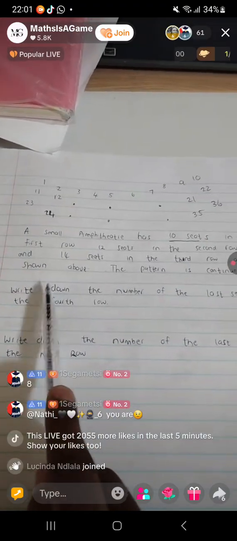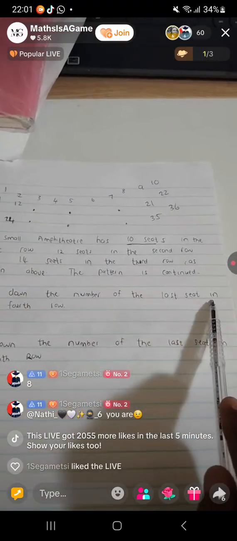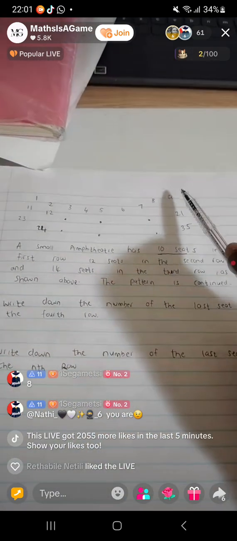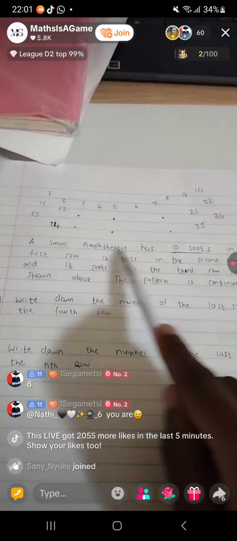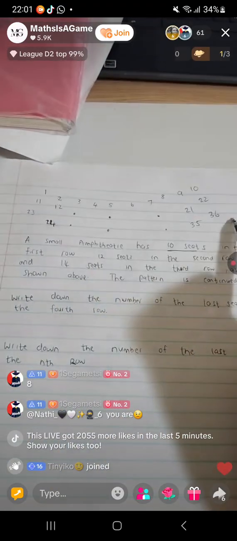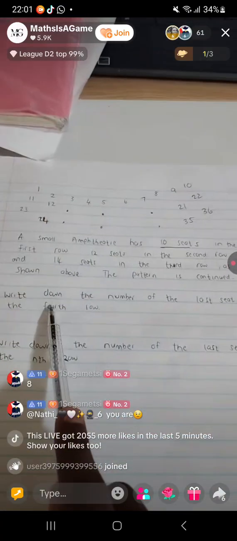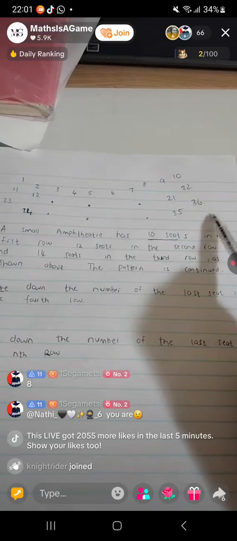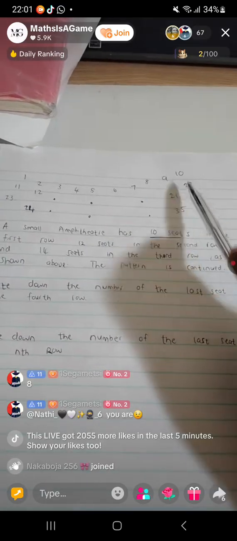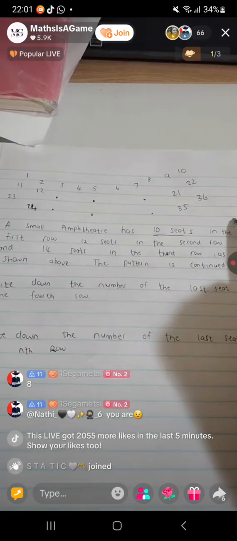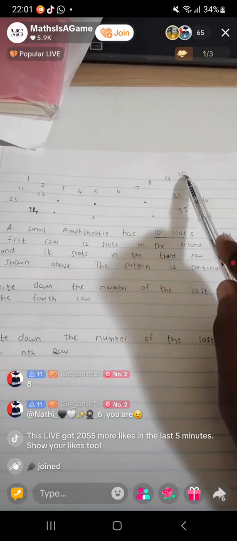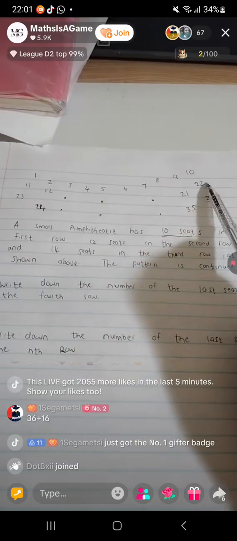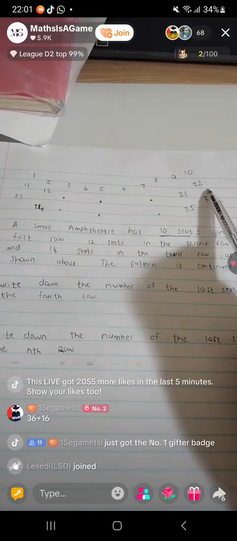So they are saying here, write down the number of the last seat in the fourth row. So that means that there will be an additional row here, which will basically be the fourth row, and they want us to write down the number of the last seat. So it would be the seat located right in line with these seats. Okay, now this is 10, this is 22, this is 36.